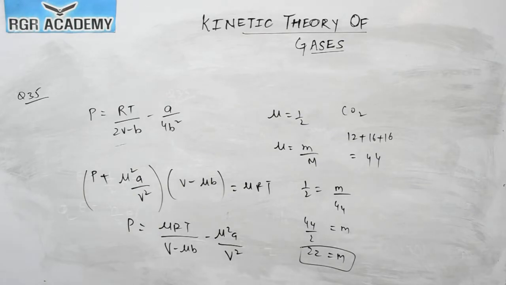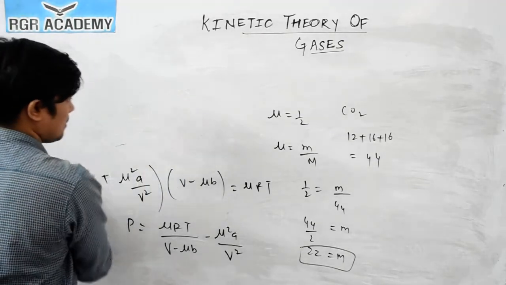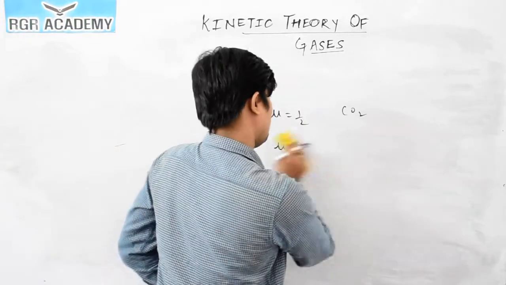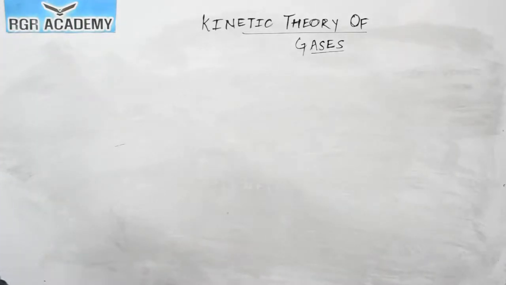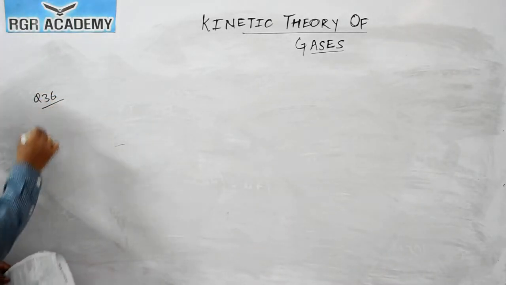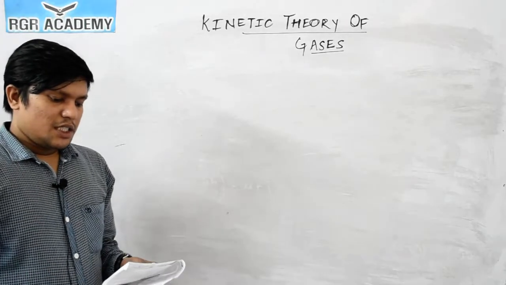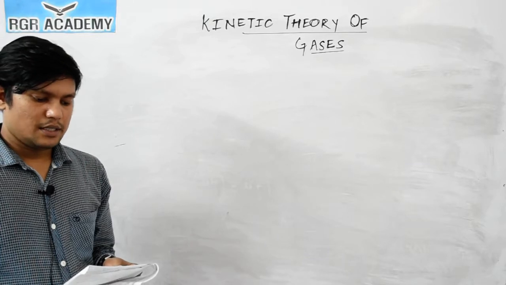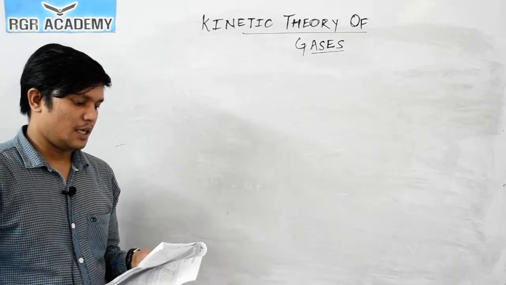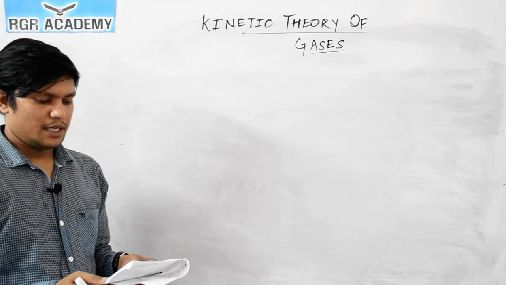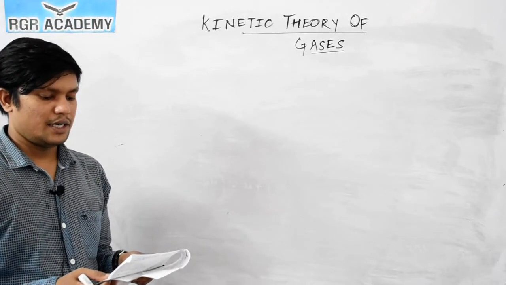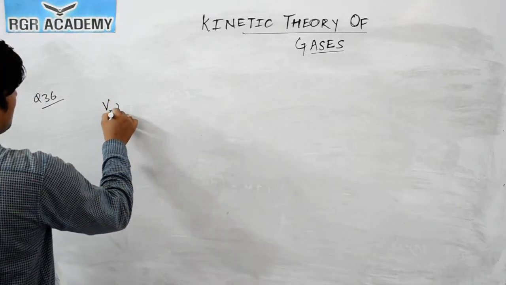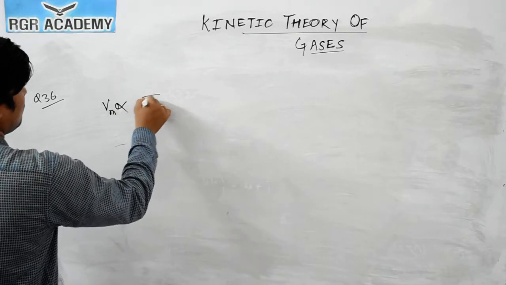Okay. Now we will move on to question number 36. The RMS speed of the molecules of a gas at the pressure 10 to the power 5 Pascal and the temperature of 0 degree Celsius is 0.5 kilometer per second. Okay. If the pressure is kept constant but the temperature is raised to 819 degree Celsius, the RMS speed will become. So we know that V RMS is directly proportional to root of temperature.